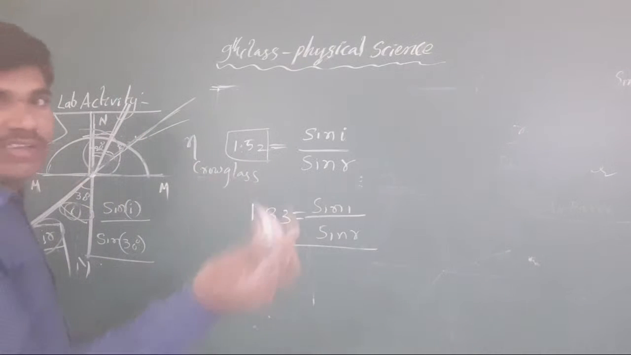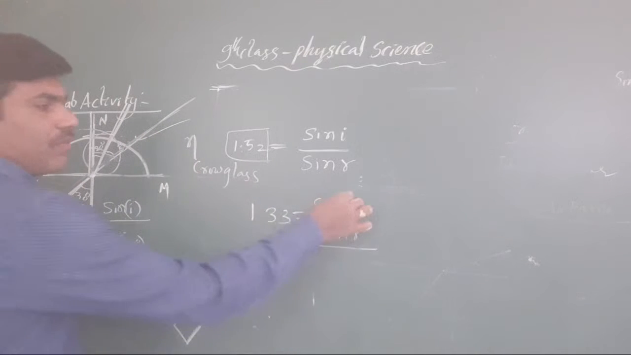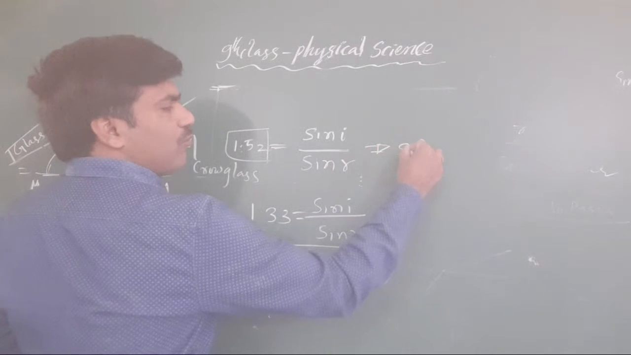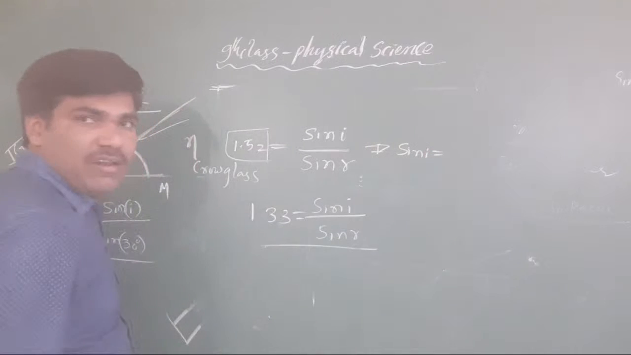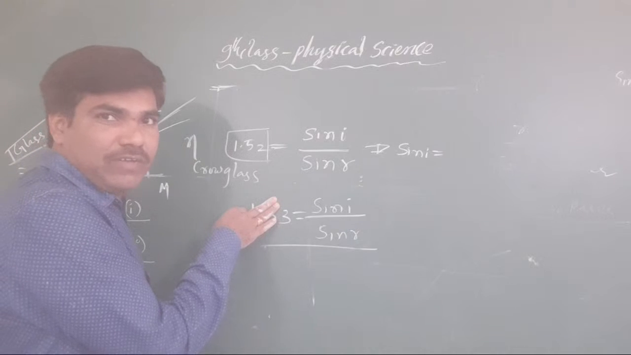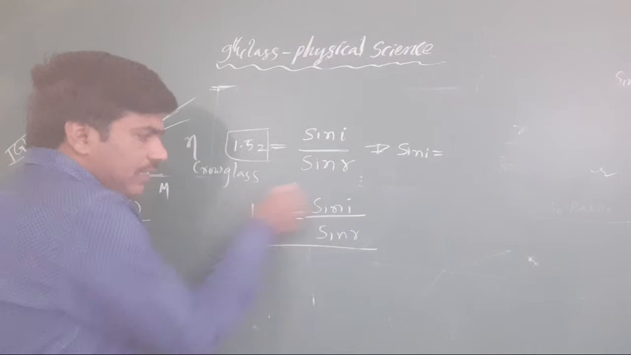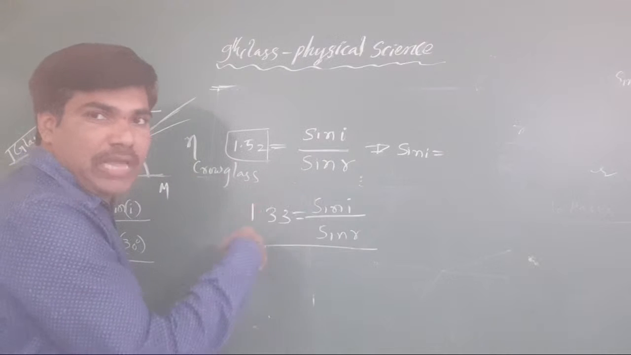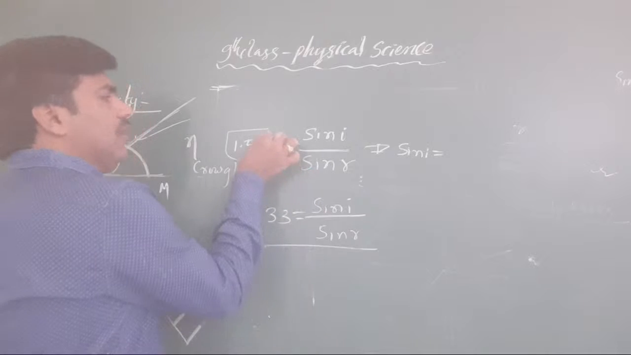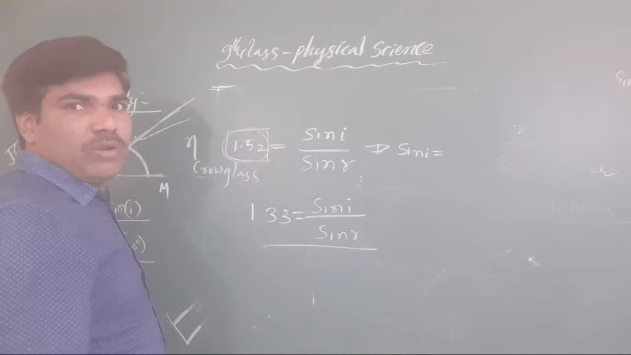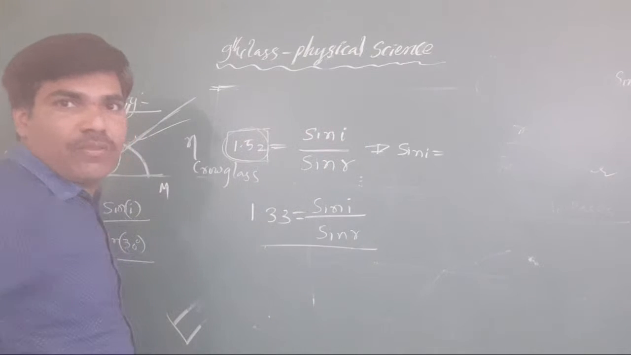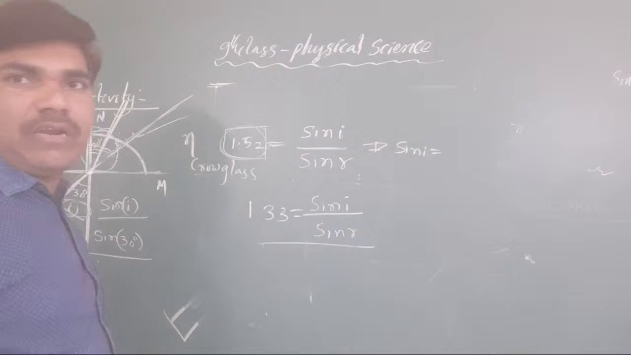What is I? What is R? We get it later. Suppose we have to find out sin I, the incident angle. We don't know the division yet in our lab activity. Till now we divided the paper into angles, but without the experiment we have to know what is I and what is R here. Clear or not, all the students?